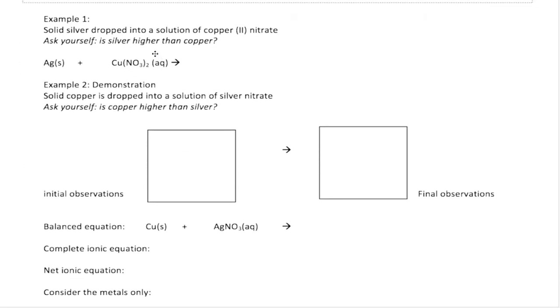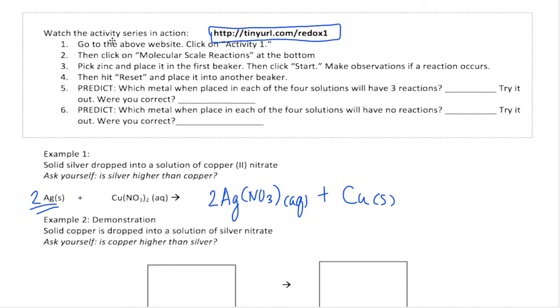And here we've got silver plus copper nitrate. So what happens is, if you look at the activity series, you're going to have silver being a solid here. The silver turns into an ion. So what happens is you get silver nitrate aqueous, and you're going to have 2 of those, and then you're going to have copper solid. All right, let's just double check that. I think that's the case. Let me check that actually.